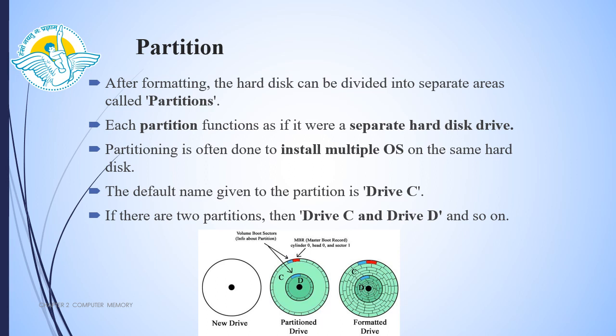You can see here in the picture how the disk is divided into two partitions, drive C and drive D, after formatting.